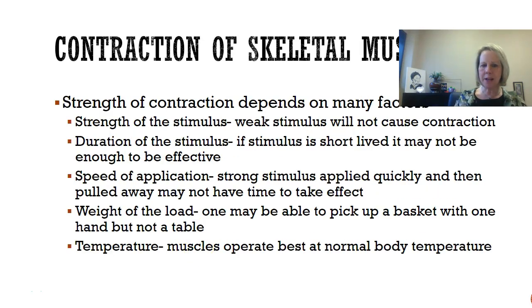Action depends on many factors, and one thing I want to mention is the weight of the load, or how much is being picked up. We're going to see that if you have a larger load than you can lift, or that you can generate force with, then you're not going to be able to pick it up. And we're going to look at different types of contractions. But other factors are the strength of the stimulus, which has to do with your nervous system, the duration of the stimulus, the speed of the application, and then also the temperature of the muscle.